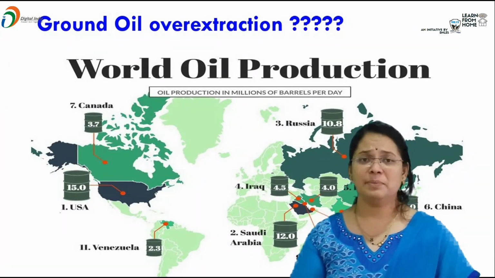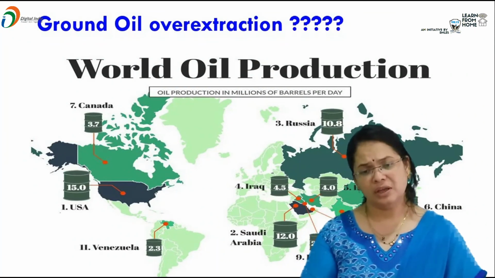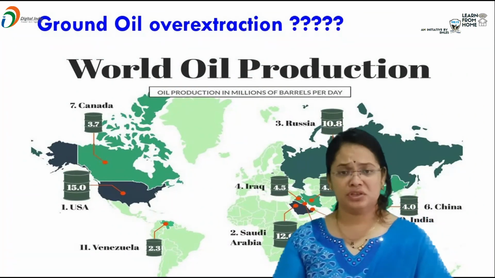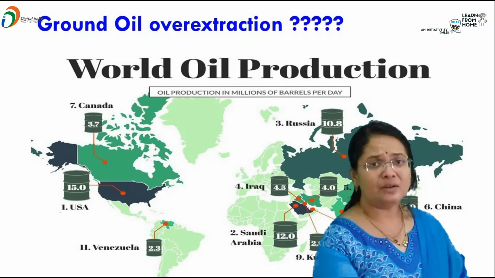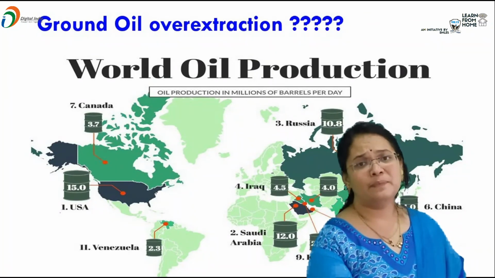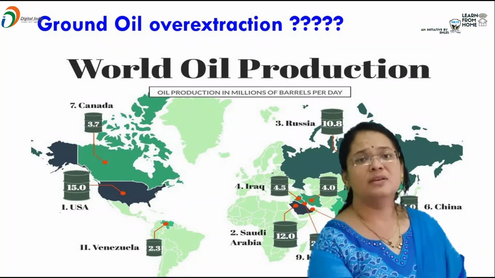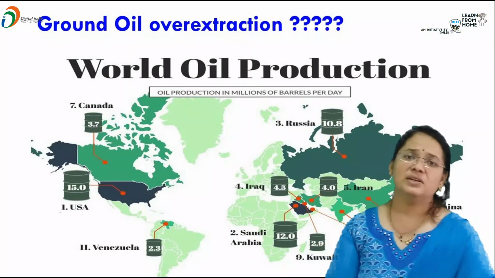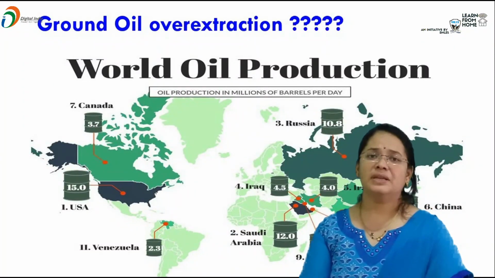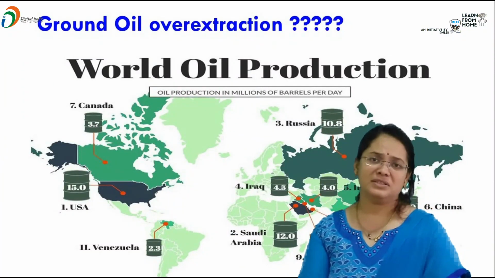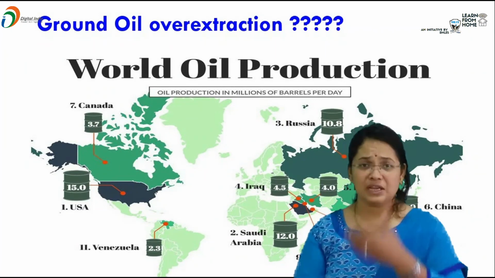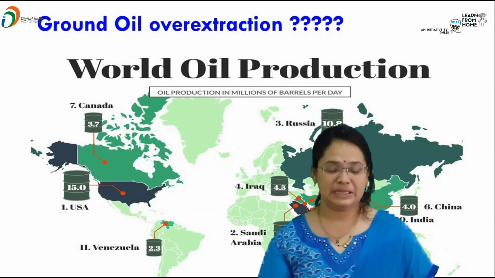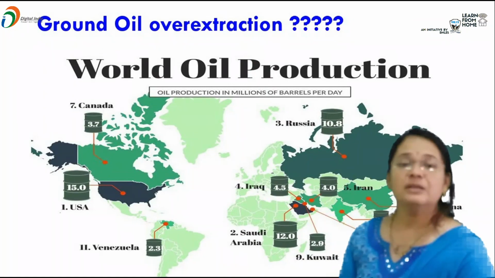and it's over extraction definitely. So we have to think and try to control it, so that the land will be saved, the natural resources will be saved, and the overuse will stop. Then only land will sustain, earth will sustain, natural resources will sustain. So this is about the sustainability of development.